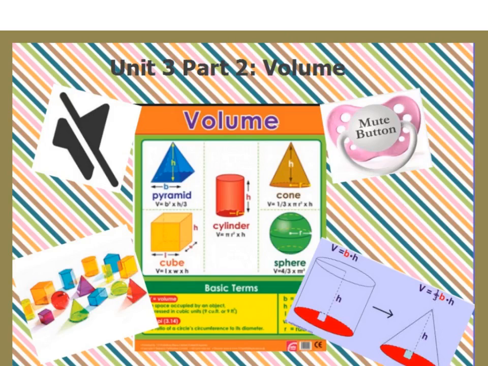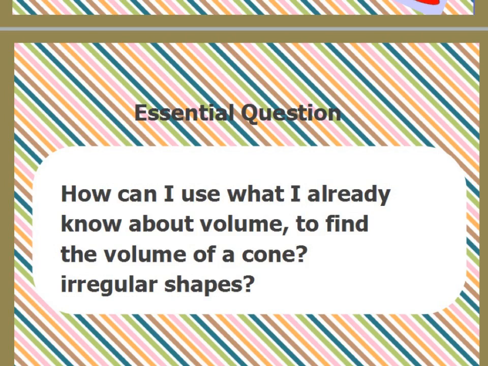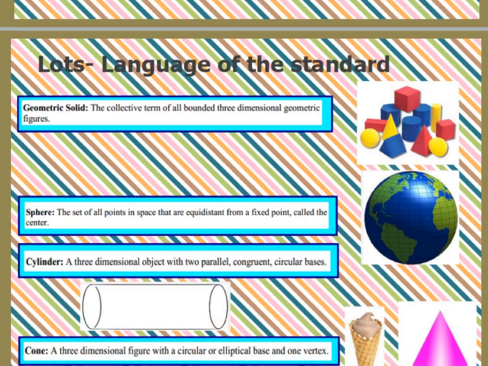Unit 3, Part 2, Volume. Today's essential question is how can I use what I already know about volume to find the volume of irregular shapes? That's what we're focusing on today. Specifically, what we're going to be looking at is the volume of a sphere. At this point, you should have already learned how to find the volume of both a cylinder and a cone. So today we're focusing on a sphere.